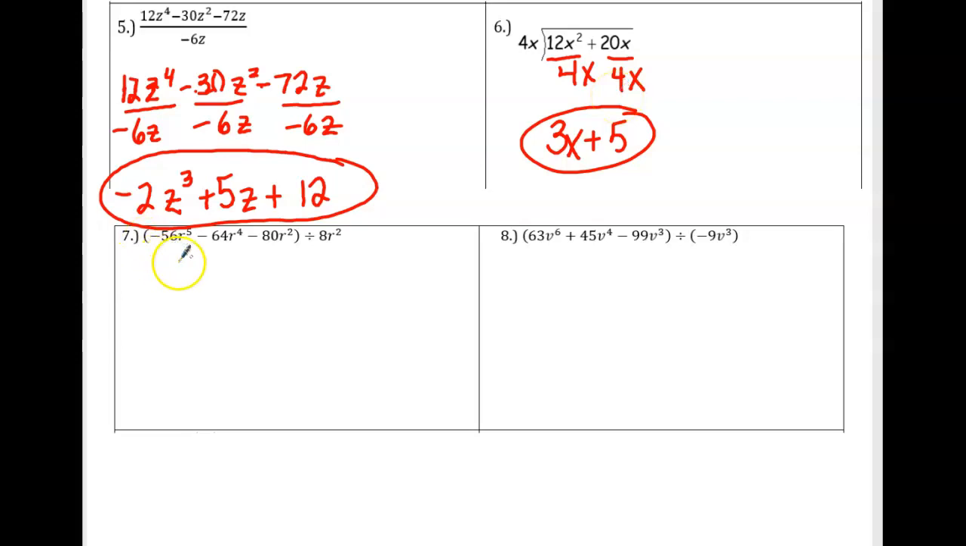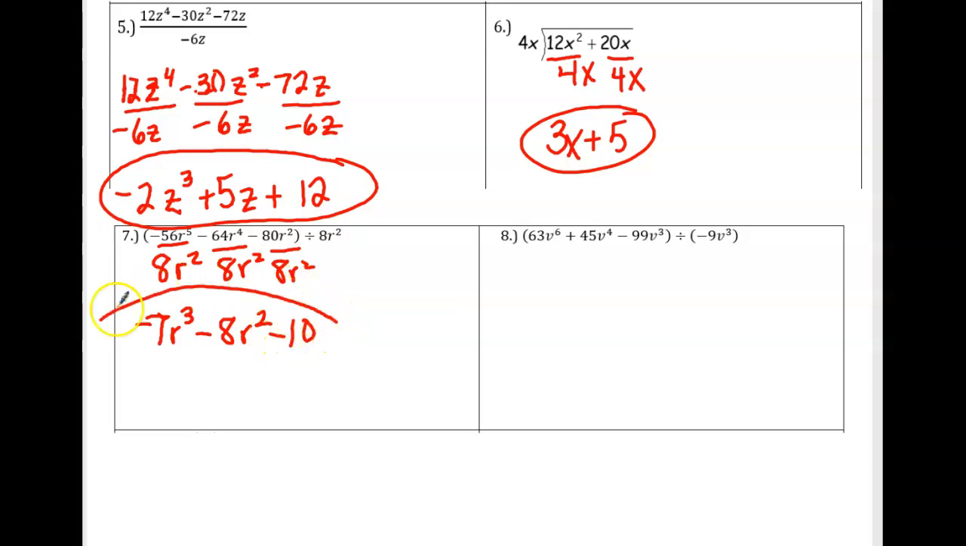All right, number 7, we're going to take each term and divide it by 8r squared. Pay close attention to the positives and the negatives. So -56 divided by 8 is going to be a -7. So we got -7. And our r would be to the third power, -7r to the third. -64 divided by 8 is a -8. Our r would be squared. -80 divided by 8 is -10, and the r's would cancel out.